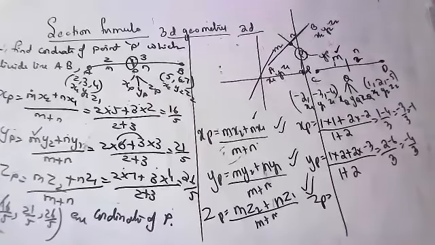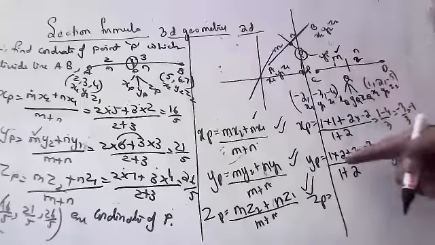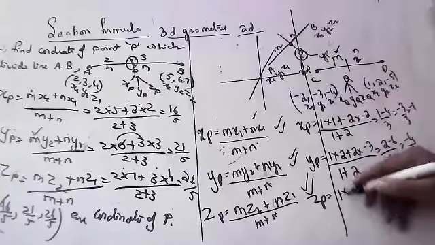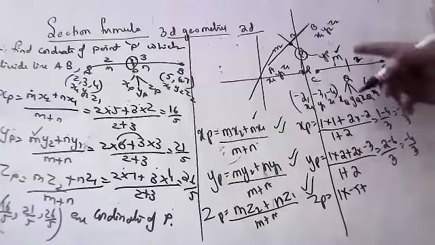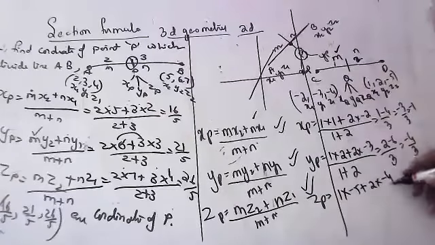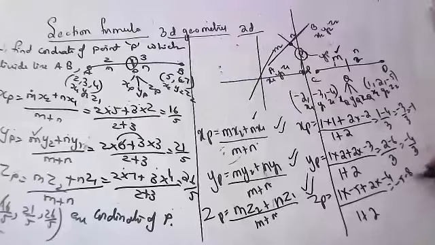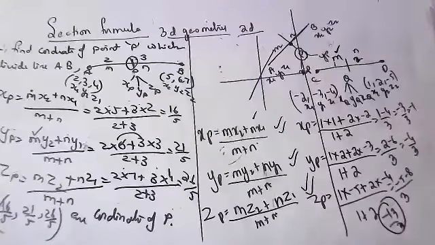Who will tell ZQ? Anyone? Any other student? Yeah, please tell. Yes, sir. ZQ is equal to 1 into Z2, -5. 1 into -5 plus 2 into -4, by 1 plus 2, is equal to -5 minus 8 by 3, which is -13 by 3.